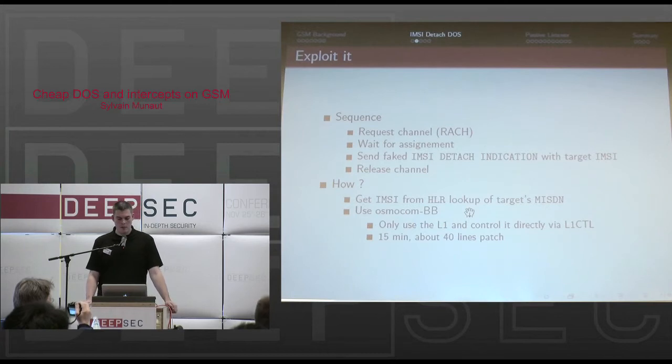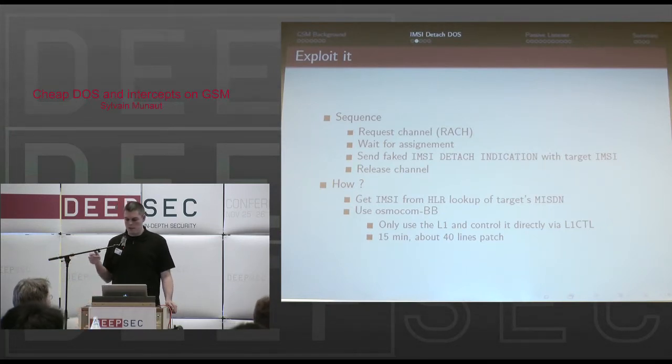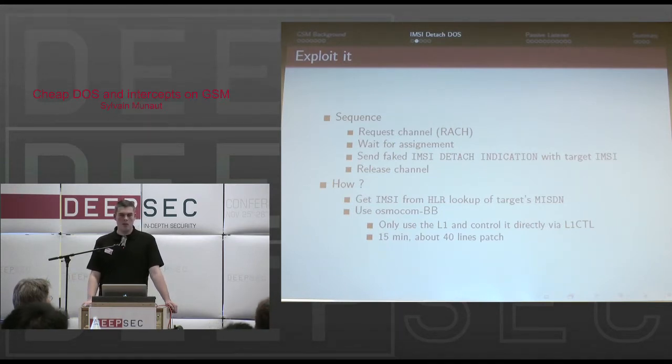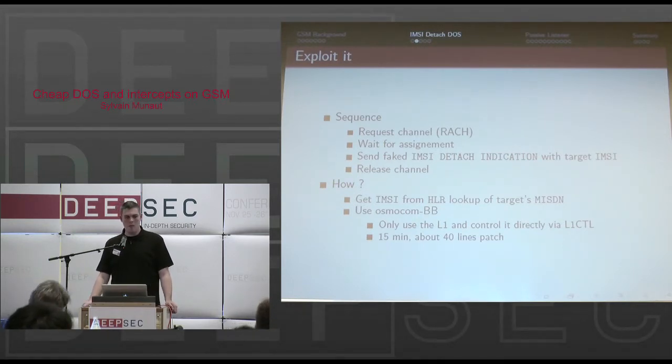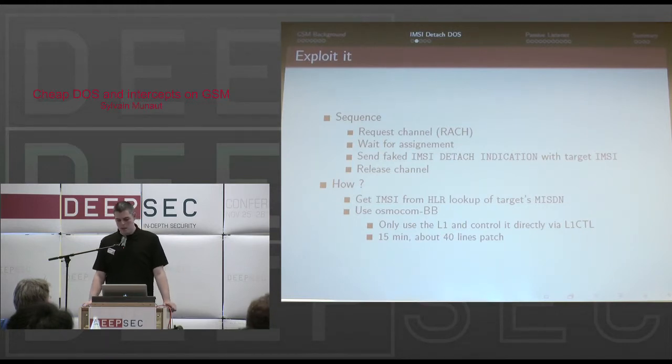So how do you exploit it? Well, it's pretty easy. You just open a channel and send an IMSI Detach indication message with the IMSI, which is like the serial number of the subscriber that you want to log off the network. A year ago, that would have been pretty hard to do, but with Osmocom-BB now, we can just take the layer 1 and implement it on a simple mobile phone and send the message. It's really, really easy to do. I implemented it in like 15 minutes yesterday. It works just great.